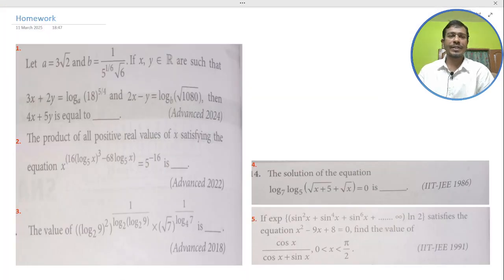For your better concept and understanding, I will give you another 5 important questions for your practice. You just pause this video and take a screenshot quickly. First question, JEE Advanced 2024. Second question, Advanced 2022. Third question, Advanced 2018. I think this is not for JEE Main, but JEE Advanced. That type of question is very important from logarithm.